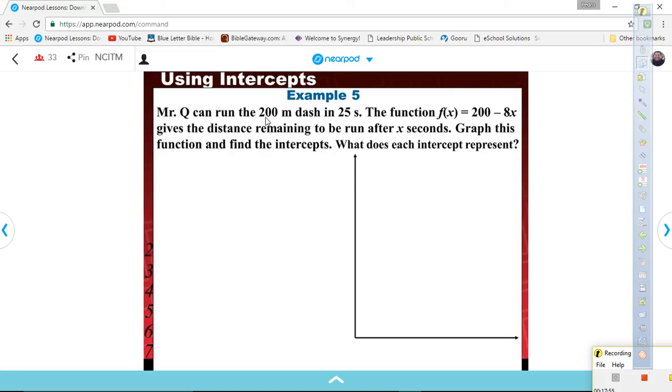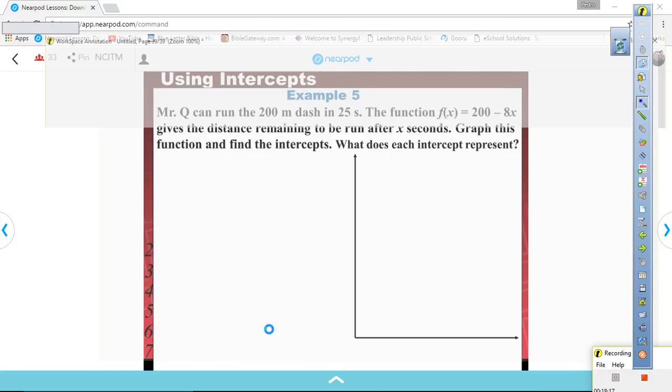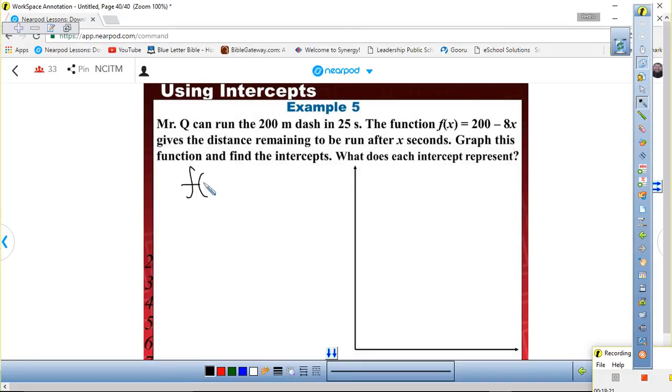It says, Mr. Q can run the 200-meter dash in 25 seconds. The function f of x equals 200 minus 8x gives the distance remaining to be run after x seconds. Graph this function and find the x-intercepts. What does each intercept represent? So watch. I'm going to write the function. f of x equals 200 minus 8x. Now today we haven't been using function form, have we? Because we are in linear equations. So how can we change this to a linear equation?